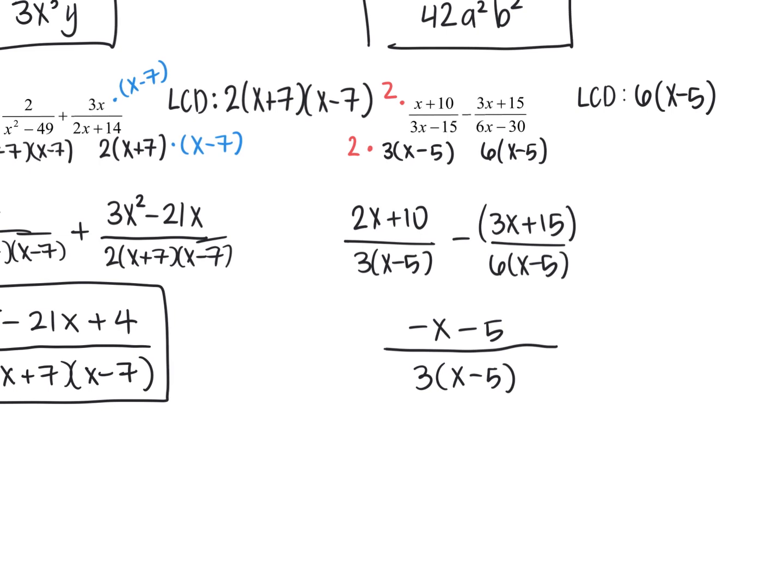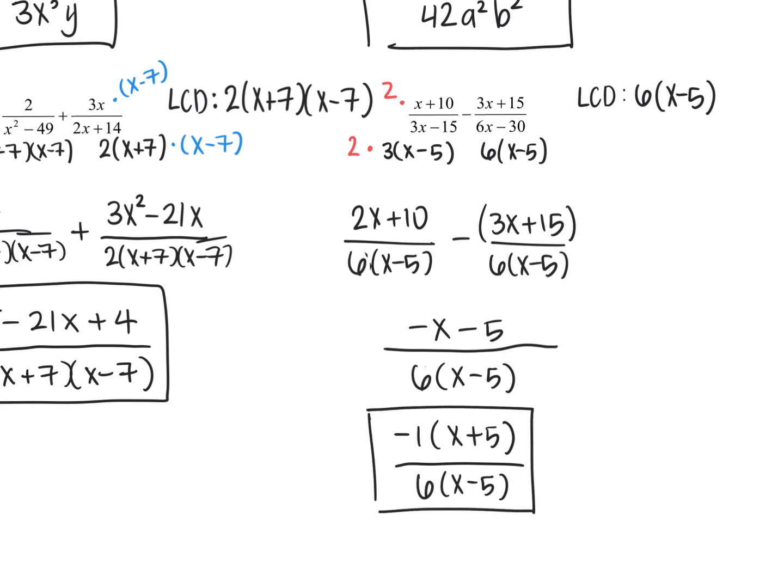I could technically factor a GCF of negative 1 from my numerator, so it becomes negative 1 parentheses x plus 5. But my denominator is still, sorry, not 3, 6 parentheses x minus 5. And there's nothing to cancel or simplify there. So this is going to be our final answer.